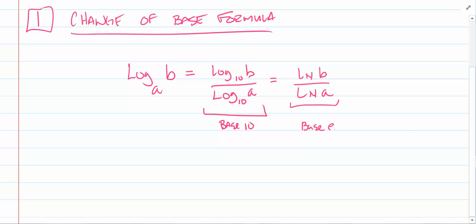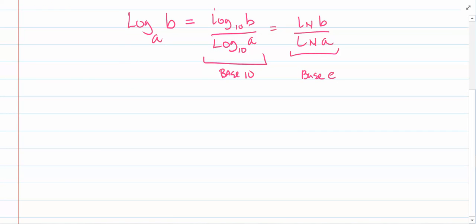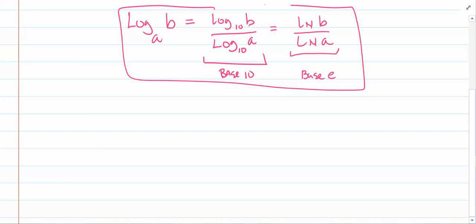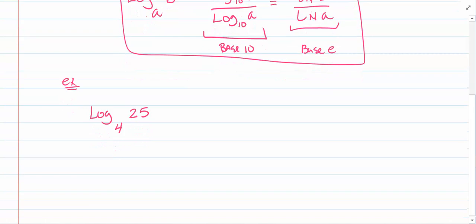Okay, so let me give you an example of this. Here's the change of base formula. Let's say I want to figure out what is log base 4 of 25. Well, what does that mean, log base 4 of 25? It stands for something. What does it actually represent?